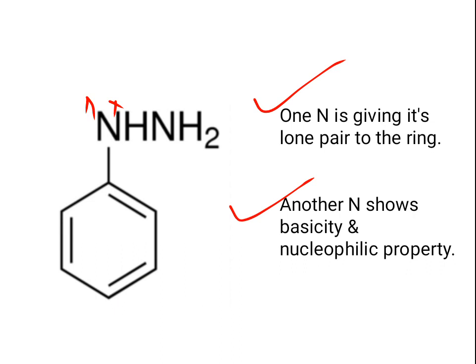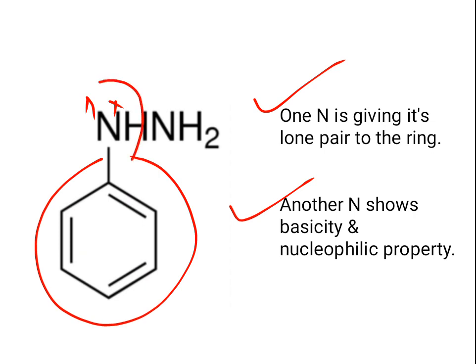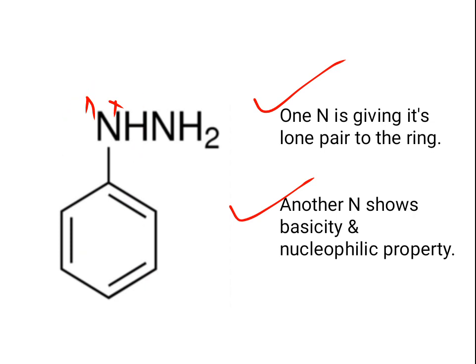This nitrogen is giving this lone pair inside the ring, and you can get a resonance structure. Again, you can say that this will come here, this will go there, like this. So this lone pair of the nitrogen is involved inside this ring. That's why this nitrogen cannot show basic property or nucleophilic activity. This nitrogen is free, there is no conjugation, and it has one lone pair, so this lone pair can show the basic properties.